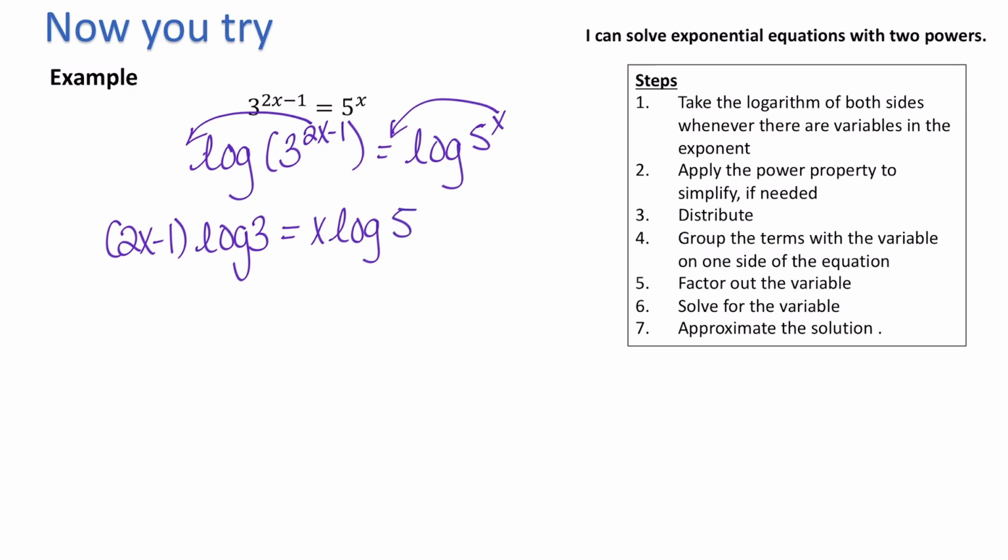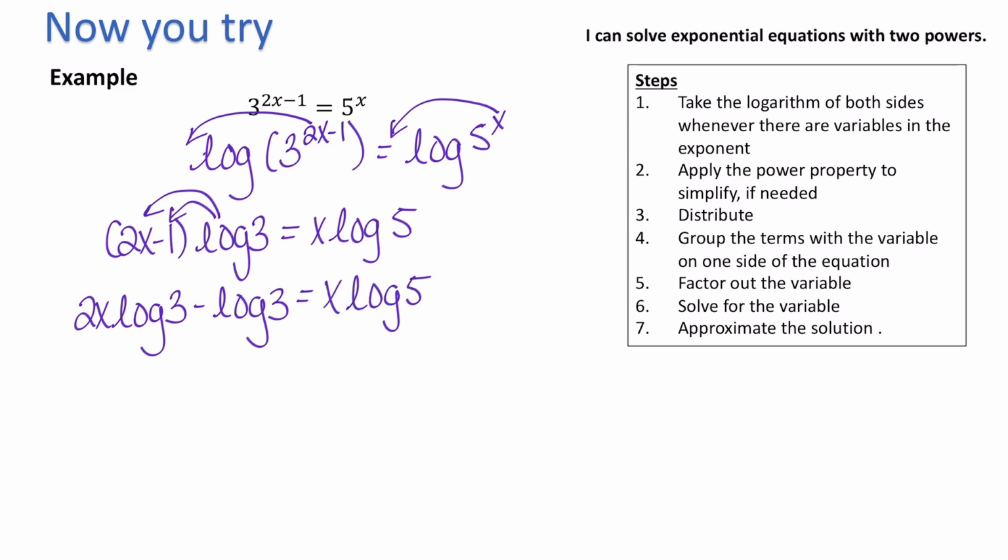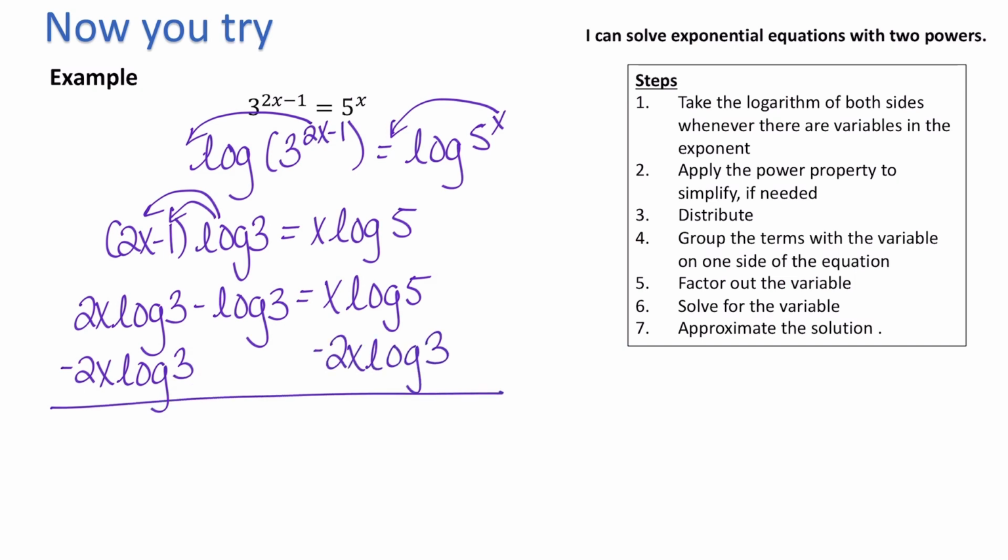So now what we need to do is distribute that log of 3. And so that gives me 2x log 3 minus log 3 equals x log 5. So now I need to move all my terms with a variable in them to one side of my equation. And so when we do that, we're going to subtract 2x log 3 from both sides. And so that gives us negative log 3 equals x log 5 minus 2x log 3.